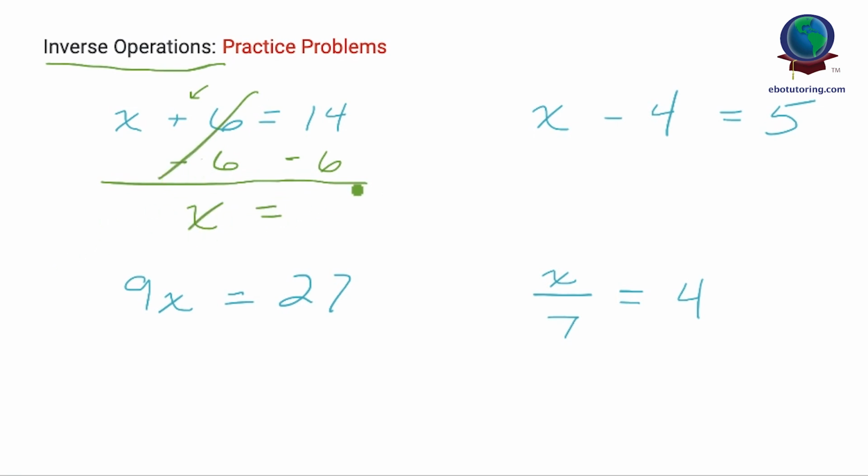Remember, you got to do it to both sides, though, so 14 minus 6, since we minus 6 on the left side, 14 minus 6 is 8. All right, addition out of the way.